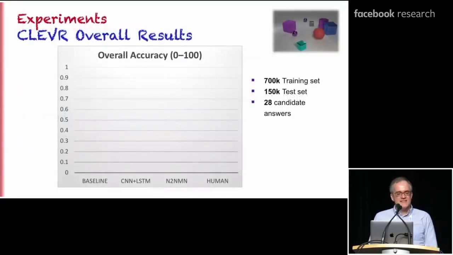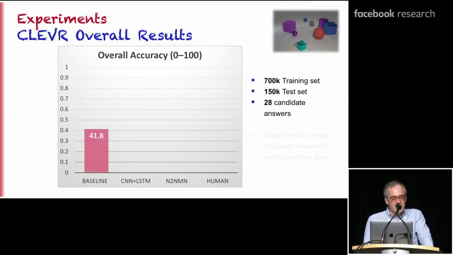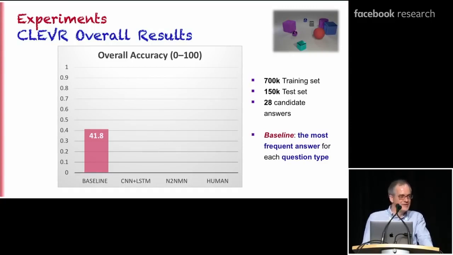Okay, so here are some of the experimental results and a bit of discussion. In the CLEVR data set, overall there are 700,000 training examples, 150,000 test examples, and 28 answers. Because there is a limited space of answers, the baseline is very small. There are lots of yes-no questions or metal versus rubber questions. And so if you guess the most frequent answer for each question type, that gets you to 41%.